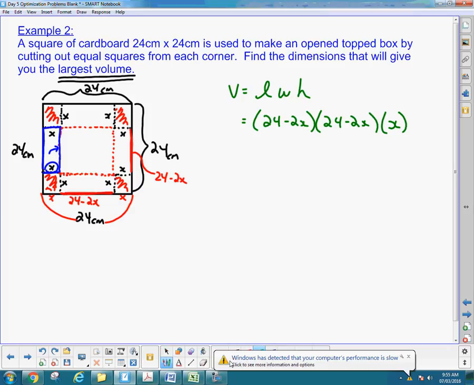I can rainbow 2 of them. So I'm going to rainbow the x in here and get 24x minus 2x squared. And I could differentiate at this spot. I could use the product rule by multiplying the derivative of the first times the second plus the derivative of the second times the first.